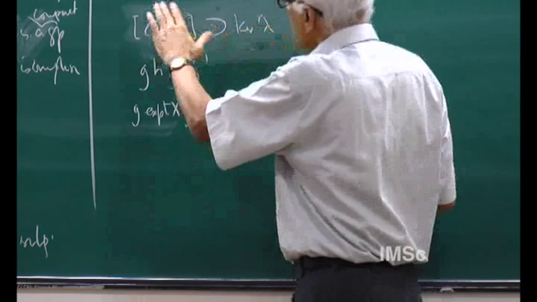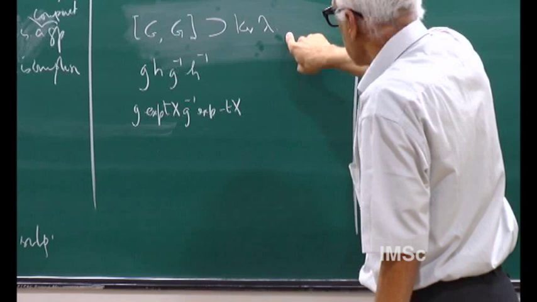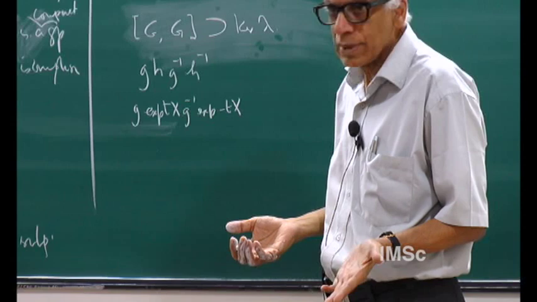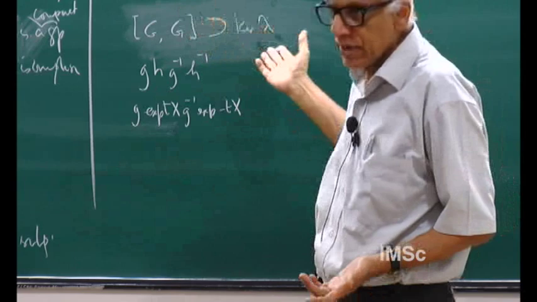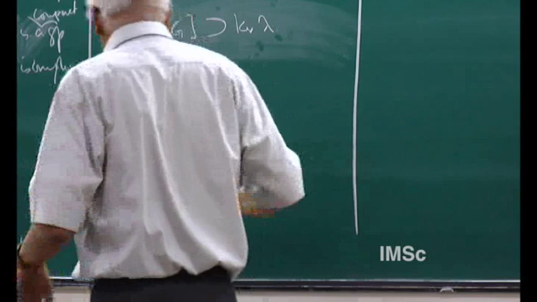I'm getting totally confused. Okay, so what do I have to show? I have to show that elements in kernel lambda are generated by the commutators. Anything in kernel lambda is a product of commutators is the kind of thing I have to prove. I'm not able to see that immediately, but work it out. It's not difficult.